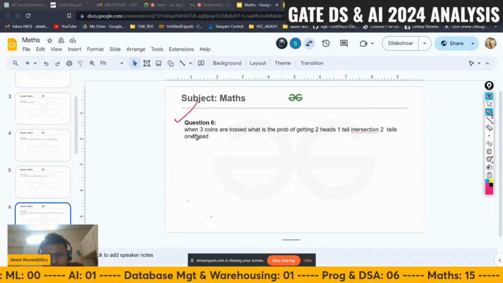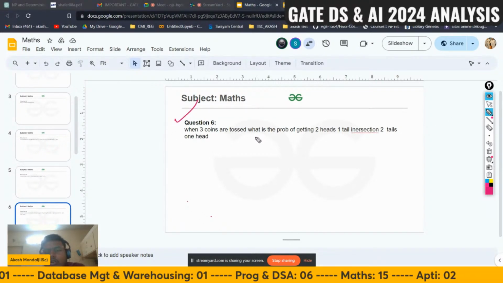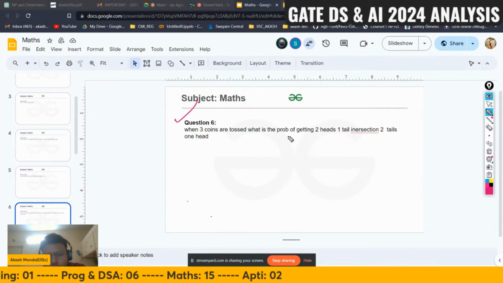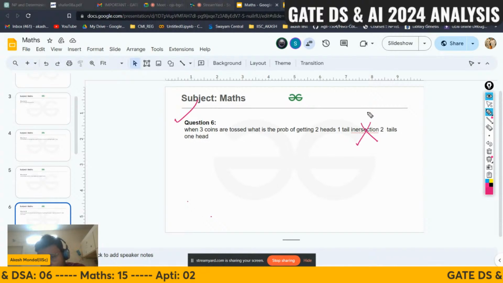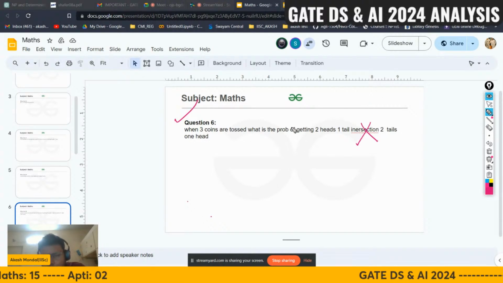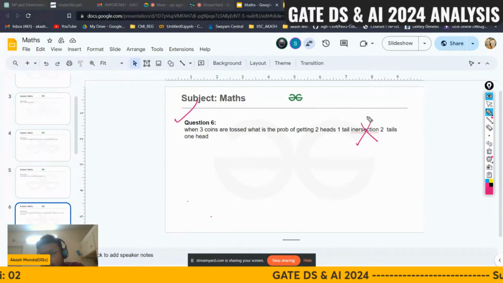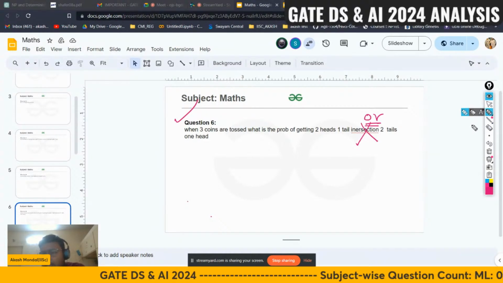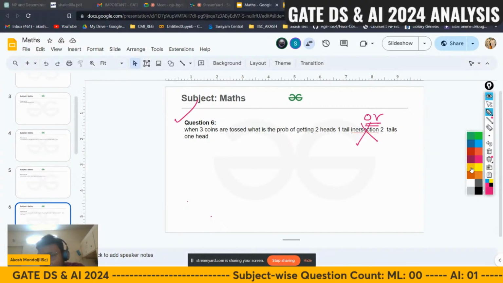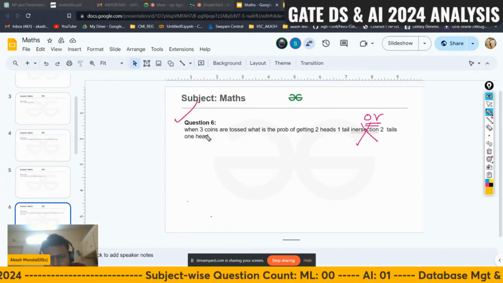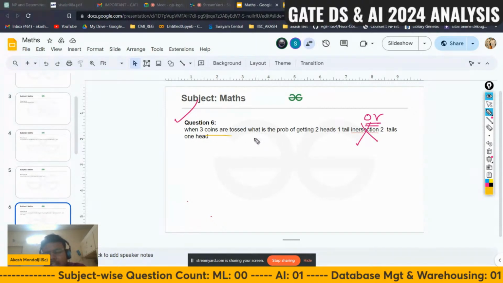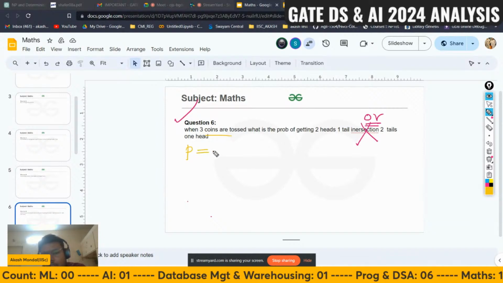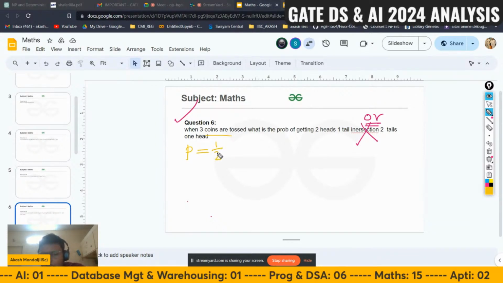Again, this question says, when 3 coins are tossed, what is the probability of getting 2 heads, 1 tail, intersection, 2 tails, 1 head? I think this should be union. This cannot be intersection, because then the probability would be 0. So it has to be union. Now again, 3 coins are tossed, so you just need to assume the tosses are independent and nothing is given, so it's an unbiased coin. So the probability of head is half and probability of tail is half.